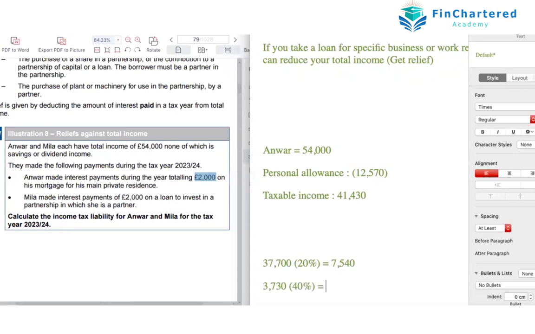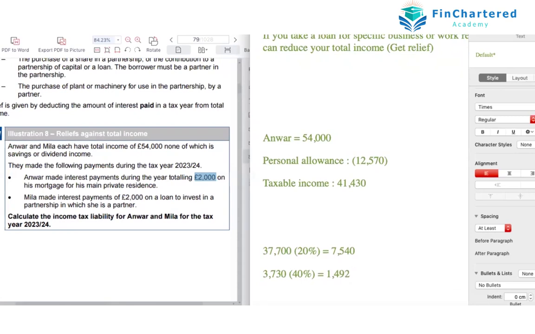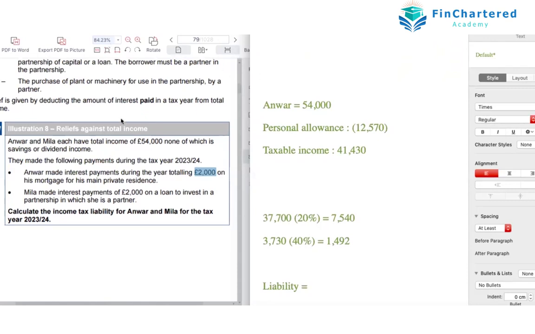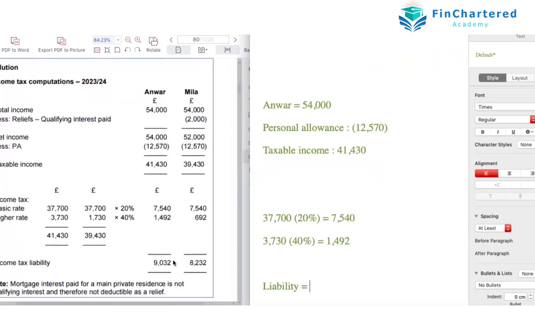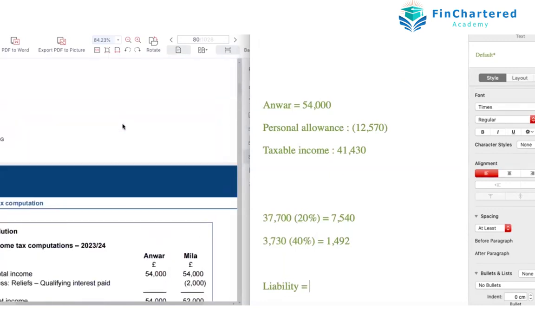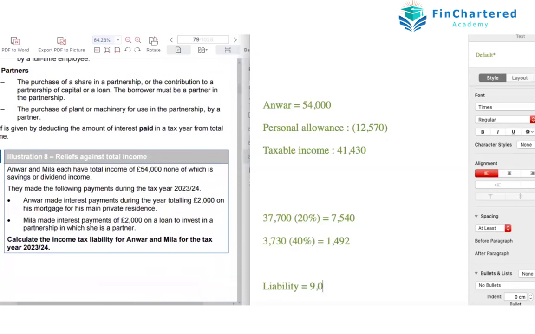40%. So 3,730 into 40% is 1,492. So his tax liability will be 7,540 plus 1,492, which is 9,032. So Anwar's tax liability is 9,032. Now again, there is no pay as you earn here, so no need to worry about that part. But if he had pay as you earn, you will deduct that to get the tax payable.